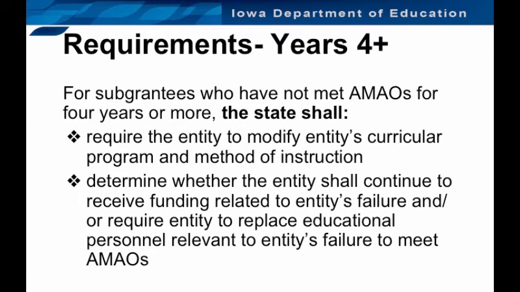Requirements for subgrantees and LEAs who are in years 4+ of not meeting AMAOs. The U.S. Department of Education very specifically states that for subgrantees who have not met AMAOs for 4 years or more, the state shall require the entity to modify the entity's curricular program and method of instruction and/or determine whether the entity shall continue to receive funding related to the entity's failure and/or require the entity to replace educational personnel relevant to the entity's failure to meet AMAOs.